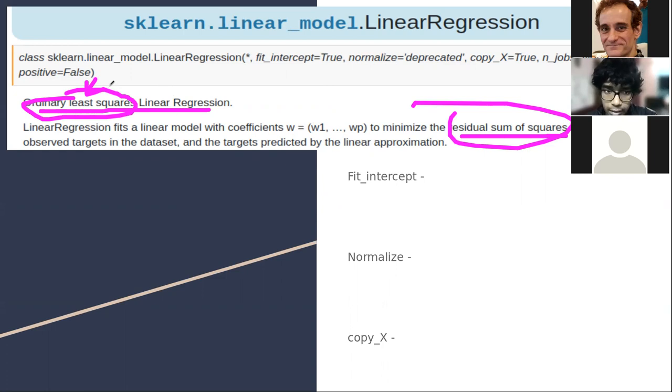Y minus alpha minus beta X is the cost function. Square it up, take the mean, 1 by n, take the derivative with respect to alpha and with respect to beta, and find the value of beta. That is ordinary least squares. Alpha and beta are obtained, and you calculate the values. How do you validate that alpha and beta are correct? Via the residual sum of squares.